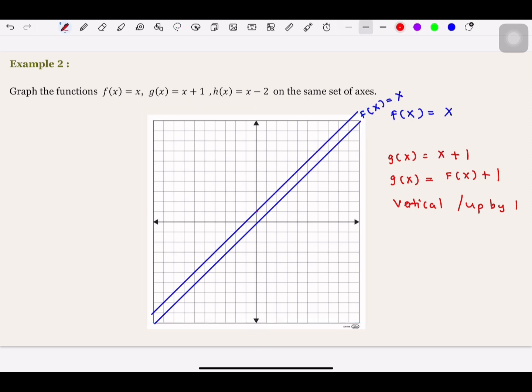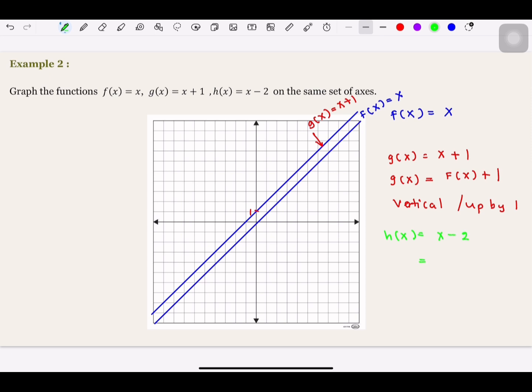So this is 1. Remember, this is the origin. I just moved the origin by 1 unit, then it's going to be this point. So this line will represent your g of x, which is x plus 1. Next, let's move into the third function, which is h of x equals x minus 2.